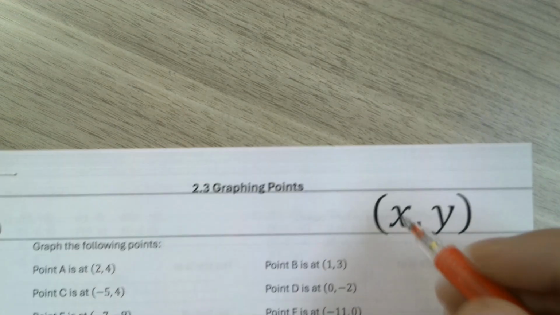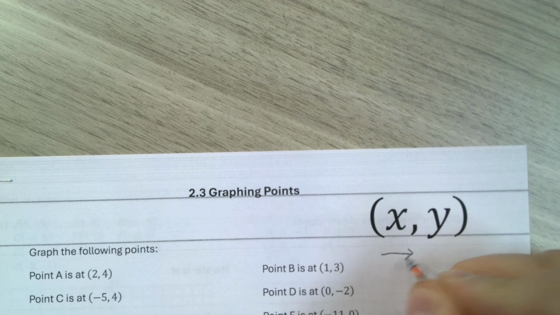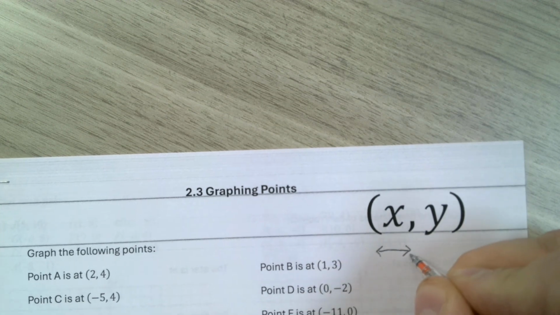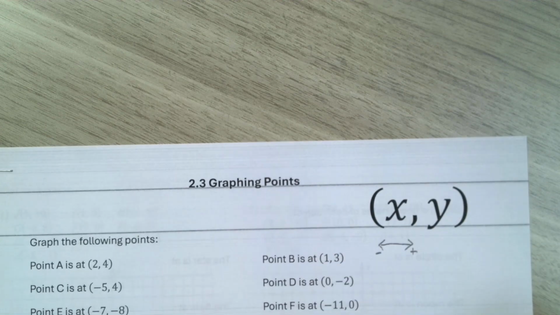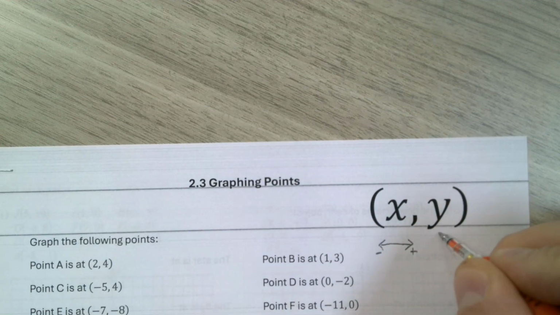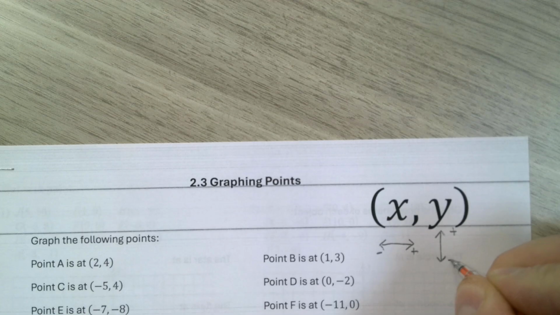The first number is your x value, and that tells you how far to go left or right. Going right means you have a positive number, and if you have a negative number, that means you're going to go left. The y value, the second value, tells you how much to go up or down. If it's positive, you go up. If it's negative, you go down.